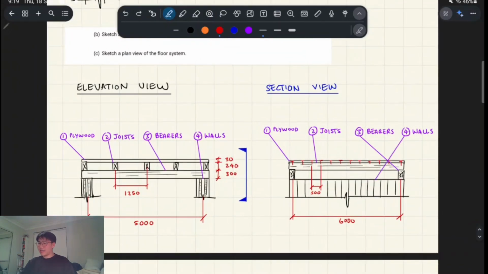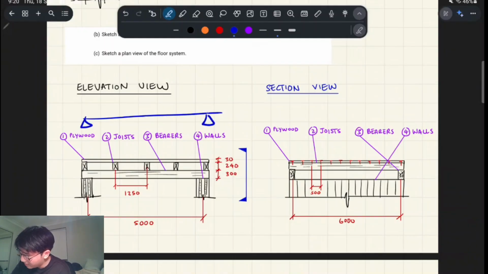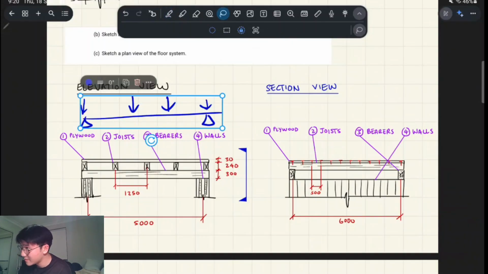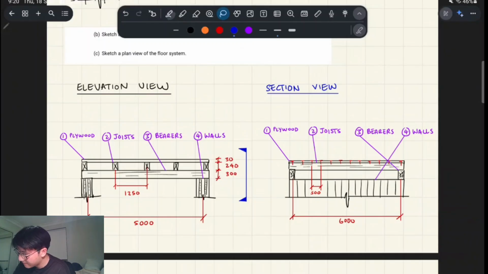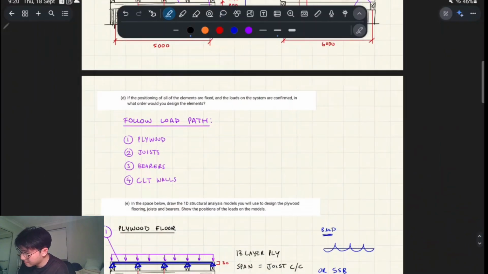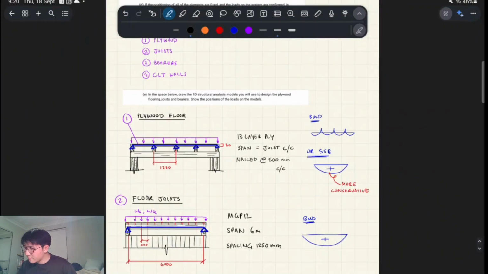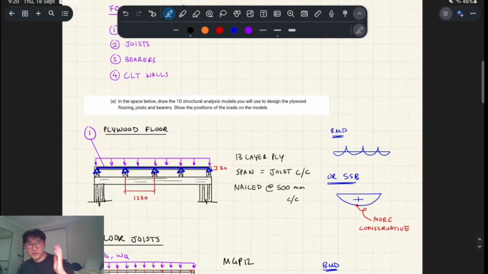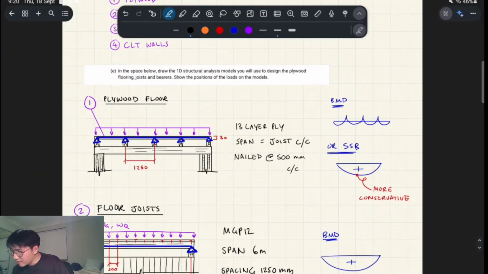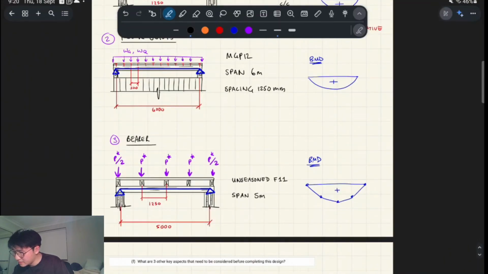Here's what the system would actually look like. So yeah, basically what I was trying to say before is I drew it like this on the bearer. Yeah, like that. That was the wrong amount of spacing. It should have been, instead of 3 spaces, it should have been 4 spaces. So it follows load path, right? So we talked about it top down: plywood, joist, bearers, CLT walls. Sometimes these CLT walls would be like columns or something instead. Yeah. We talked about this.